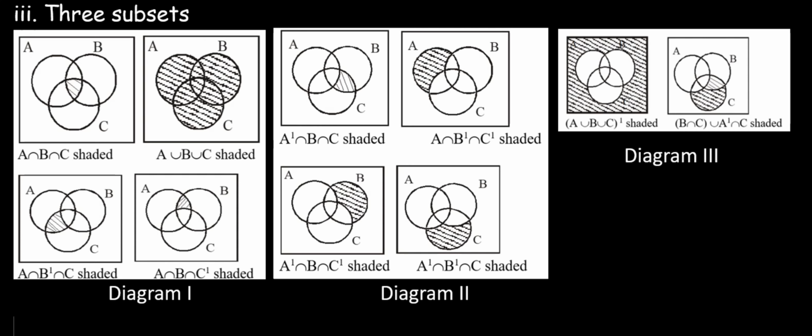Next to that is A prime intersection B prime intersection C, shaded. What that means is only C is shaded. Anything that has to do with A and B is avoided in their joint formation there.